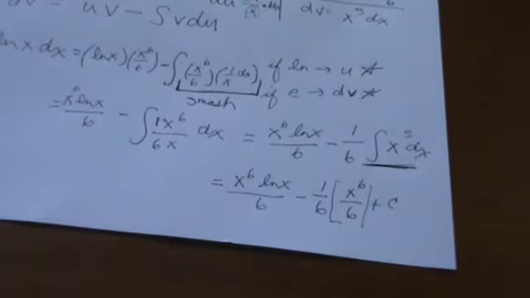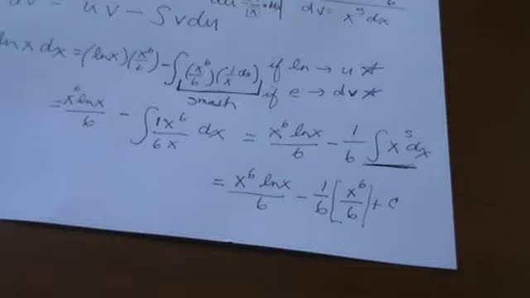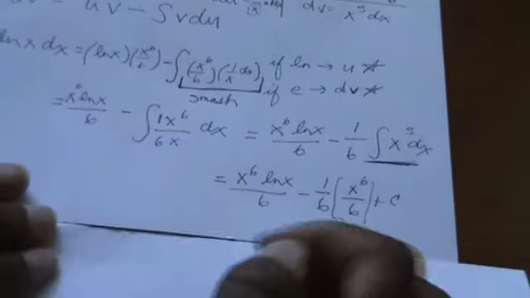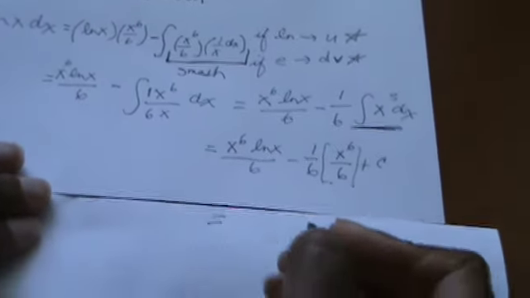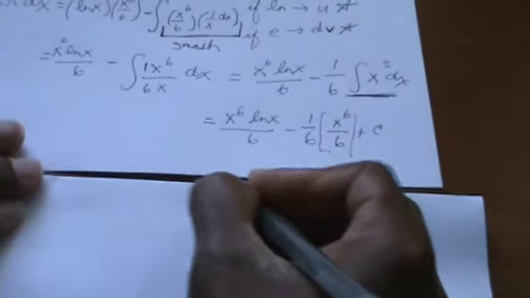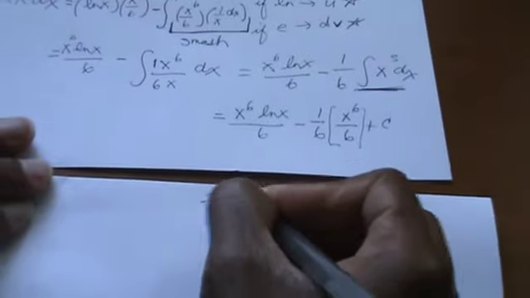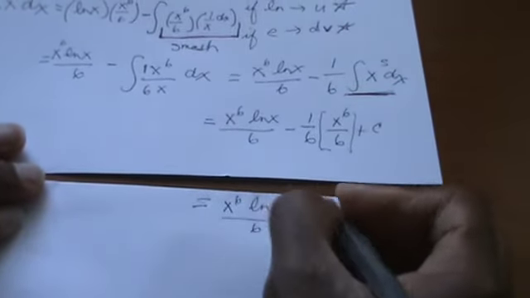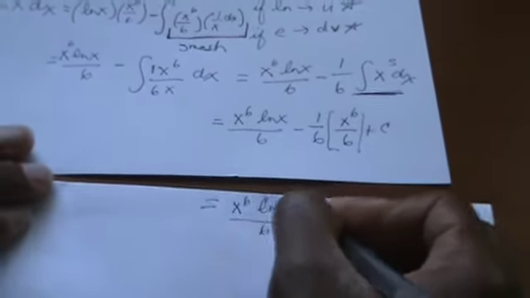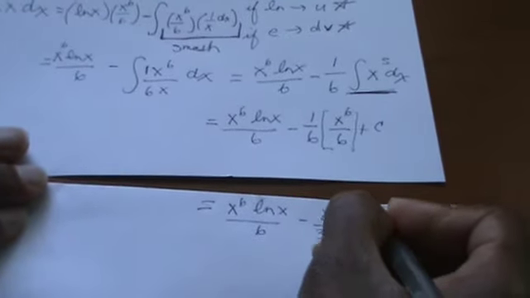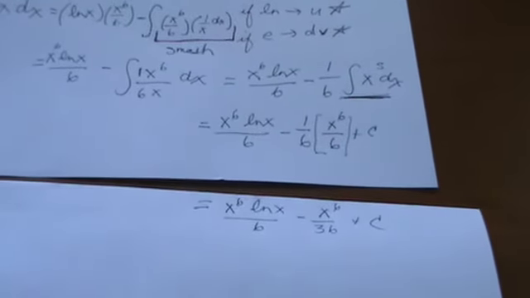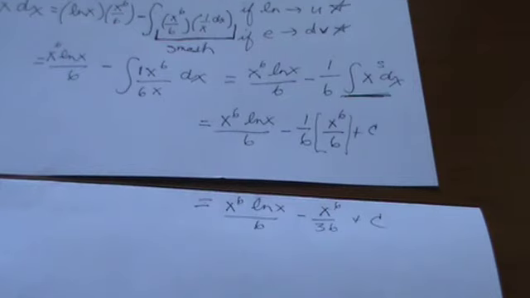All right, folks, we are almost there. One more simplification and we're there. So this equals x to the 6th natural log of x all over 6 minus x to the 6th over 36 plus c. And we're done. That's all of it.